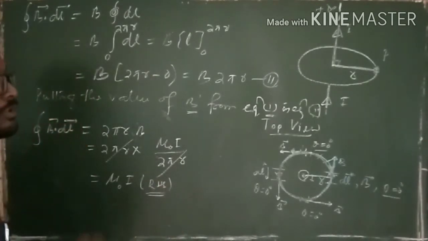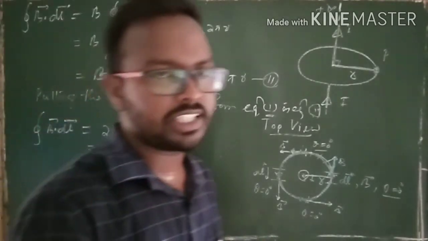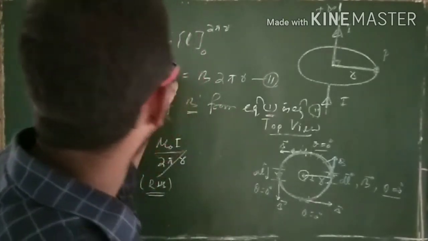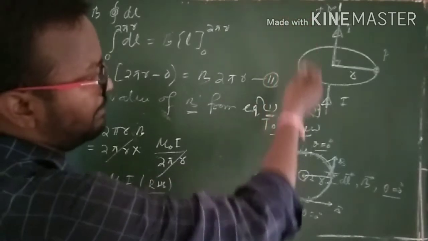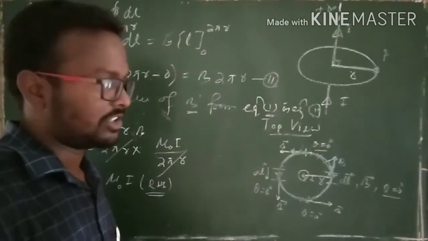So this Ampere's circuital law can be proved by using the Biot-Savart law, the magnetic field Biot-Savart law, in the case of an infinitely long straight conductor. Clear?